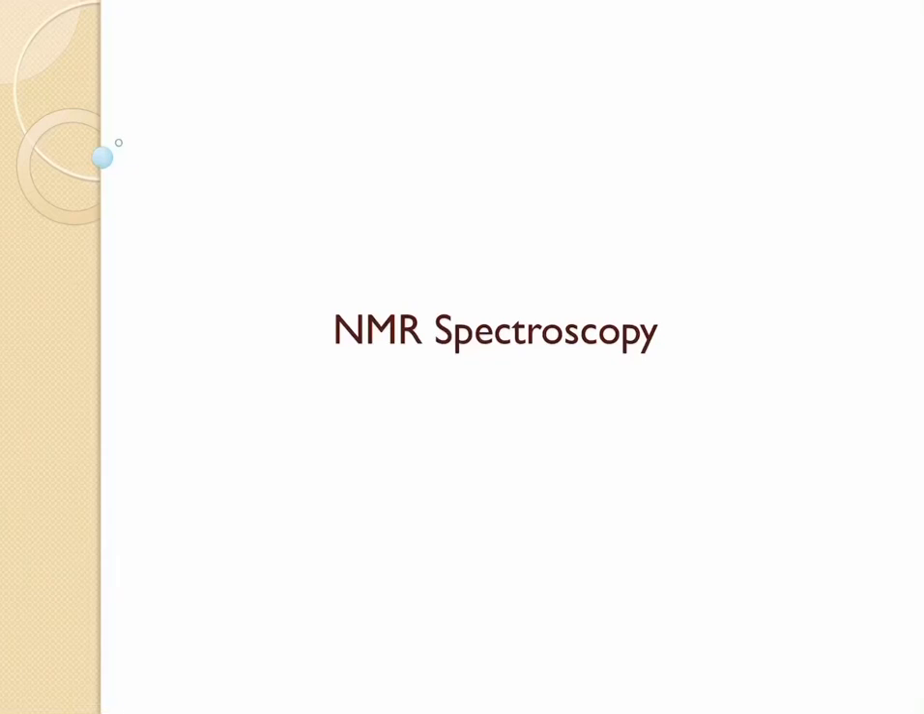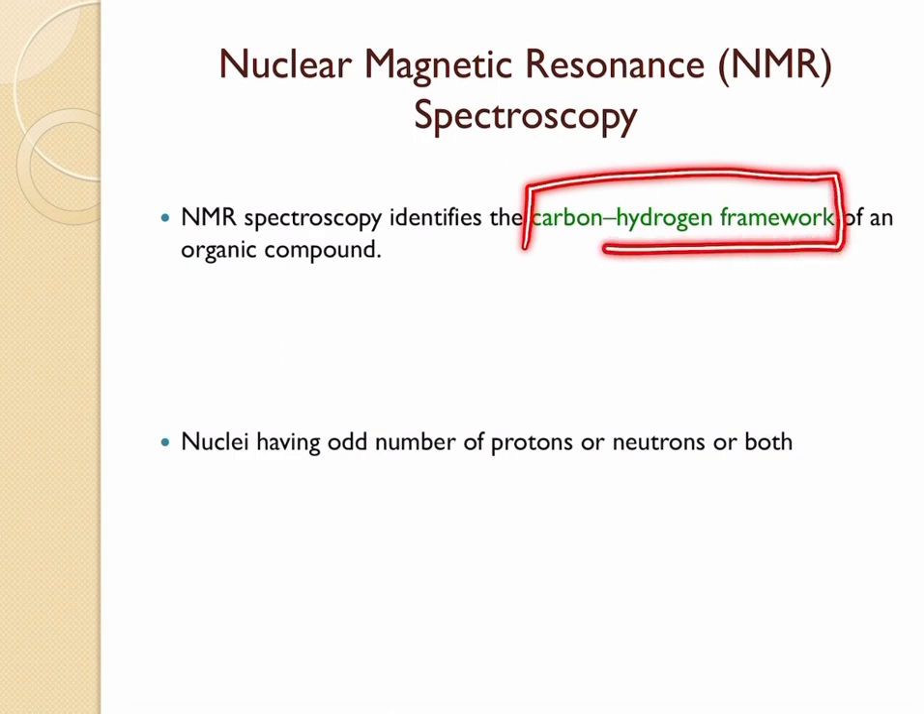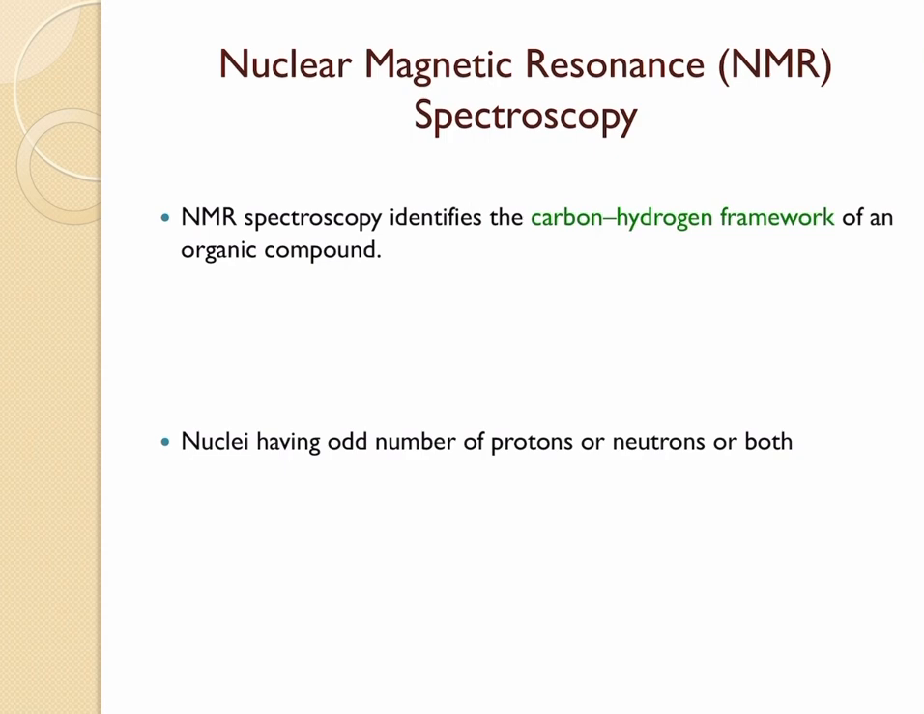NMR spectroscopy. This video is on the introduction to NMR spectroscopy. NMR spectroscopy is one of the powerful spectroscopic techniques used in the structural elucidation of organic compounds. It mainly identifies the carbon-hydrogen framework of organic compounds. Although NMR spectroscopy was developed by physicists in the late 1940s to study the properties of atomic nuclei, it was not until 1951 that chemists realized the importance of NMR spectroscopy in the structural elucidation of organic compounds.